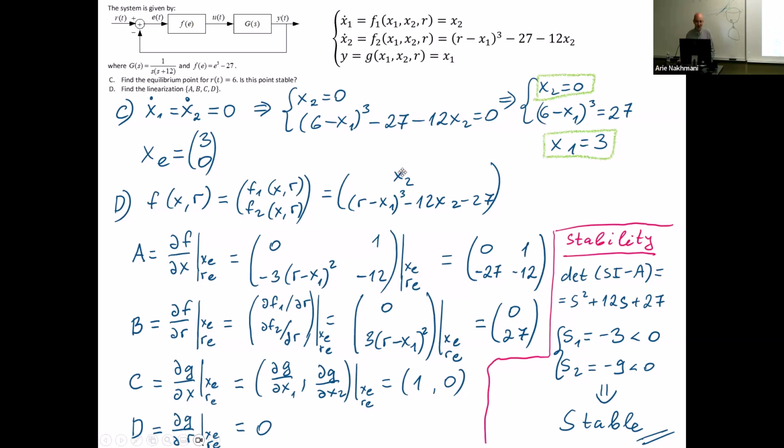Okay, same thing with b, but you are doing derivatives with regard to r, which is your input. Okay, so this is not a function of r, so it's 0. This is a function of r, so it's 3 times that thing, okay, at x1 equals 3. So you'll get that value 27, and so on. Same thing with c, you're just substituting those two formulas. And if you want to check stability, you're just looking for the eigenvalues of that matrix, which are -3 and -9, which means this equilibrium point is stable. Okay, and done with that exercise. Any questions? All right, thank you.